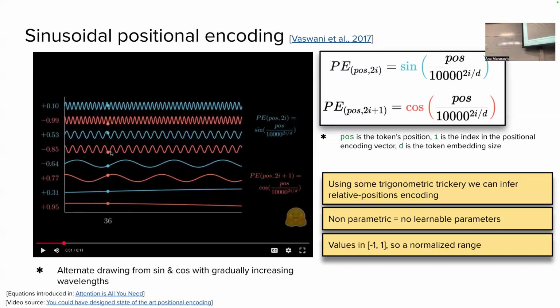When I say it's non-parametric, it means there are no parameters you need to learn. Unlike here, where you had to learn all these parameters, here you are drawing from deterministic functions, and there's nothing to learn. You just choose these values and put them in the input. That's great, and values range from -1 to 1, which is also nice because typically the values in token embeddings are small, so you don't want some enormous numbers to overtake the values you have in embeddings, because then this addition wouldn't work.